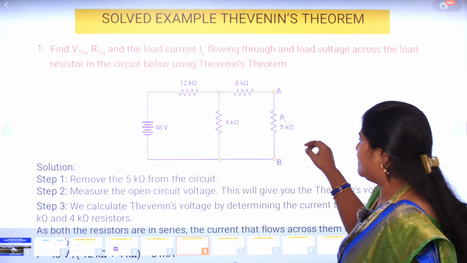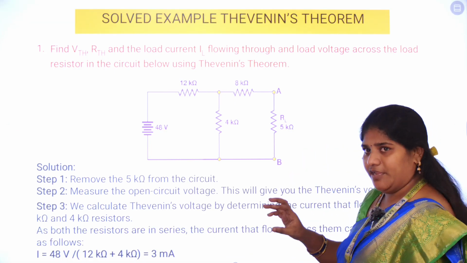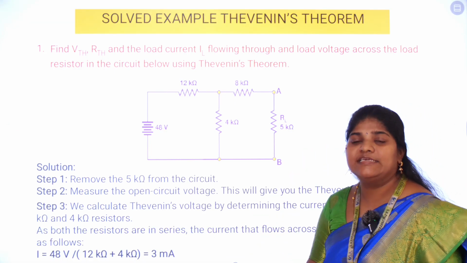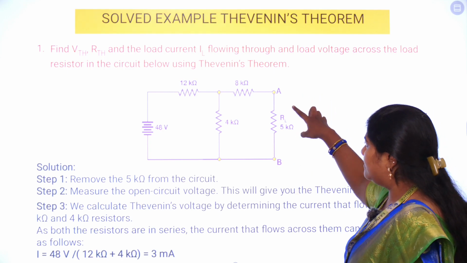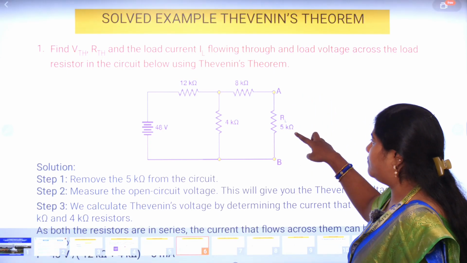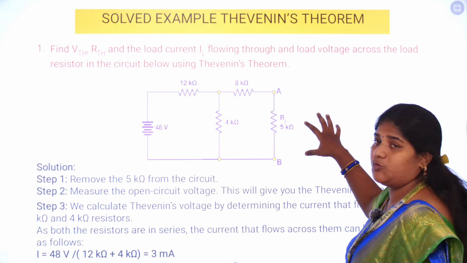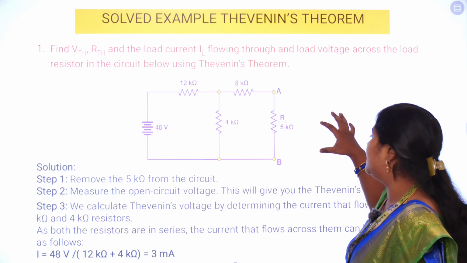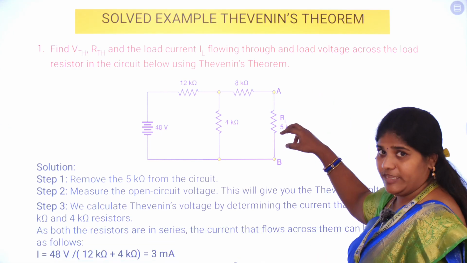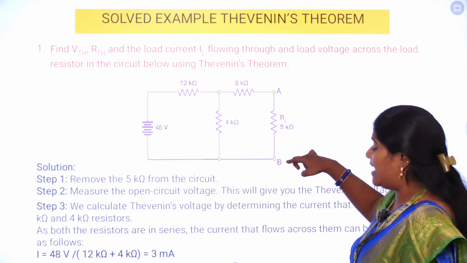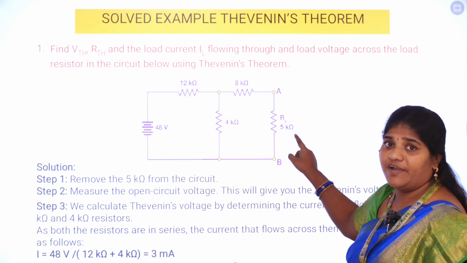Just upon looking at the circuit, one can easily find out where the load resistor is actually located. It is exactly the place over here, where the load resistor RL, that is 5 kilo ohm, is situated, right? I think you can understand the load resistor is located across the terminals A and B, bearing a value of 5 kilo ohm.